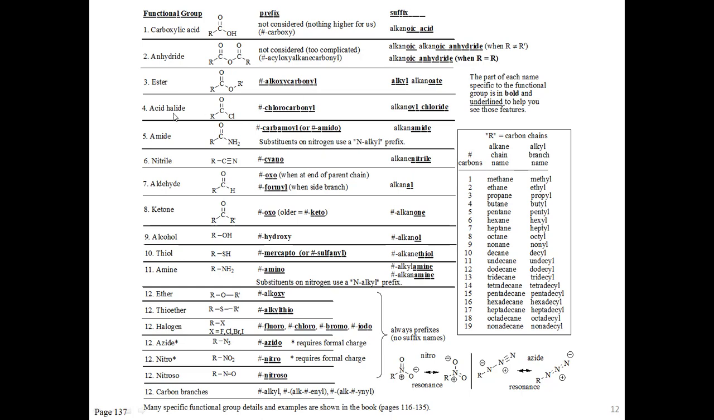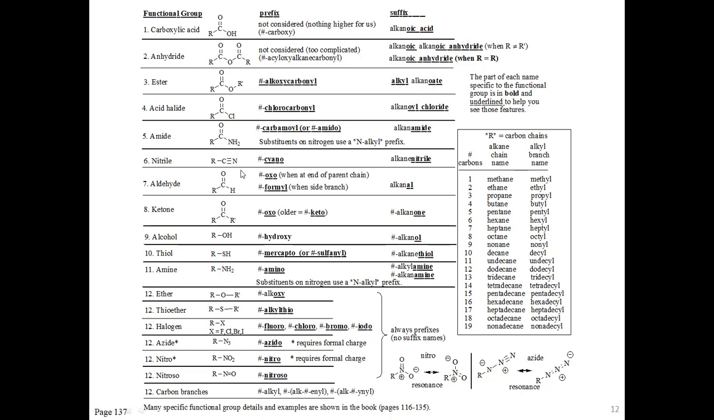Okay, acid chlorides could be named as the highest priority group. It would be oyl chloride, ethanoyl chloride, something like that. Or if they're just the group right here off the side of a chain and lower priority, then they would be chlorocarbonyl. Amides have a couple of ways you can name it. You can call it carbamoyl if it's a prefix, or amido. Or if it's the high priority group, you just say amide at the end.